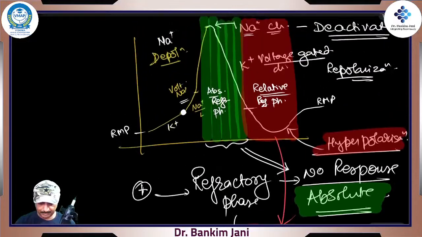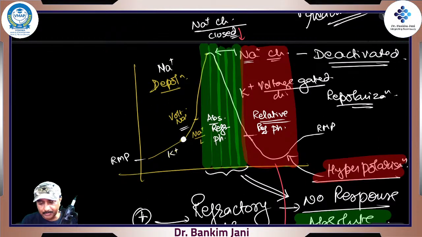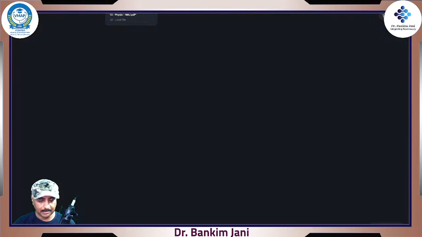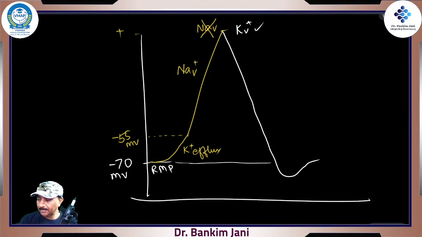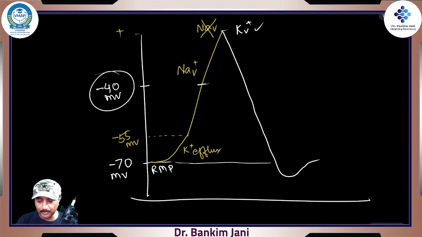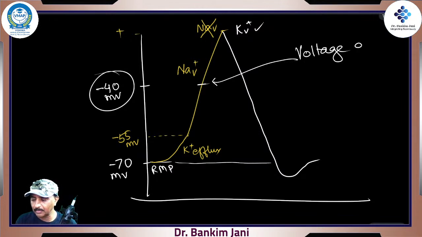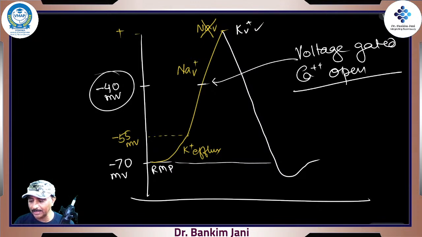So we just keep this figure. We are adding something at this point. That is, at minus 40, minus 55, and it goes to about, say, minus 40 millivolt, something happens, and that is where the voltage gated calcium channels open, right? Voltage gated calcium channels open.